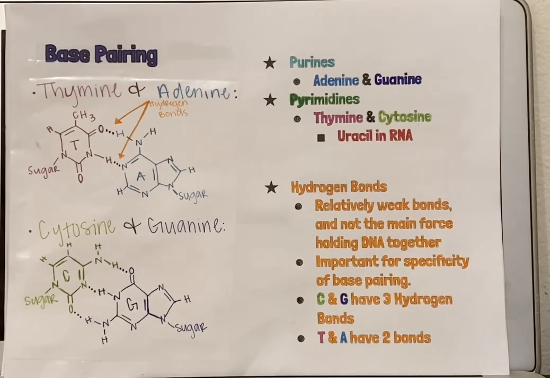Hydrogen bonds are pretty weak. They're not really the main force keeping DNA together. They're more important for specificity. C and G both have 3 hydrogen bonds, so they know to bond with each other because there's 3, and T and A both have 2. This is how the base pairs know how to bond to each other.